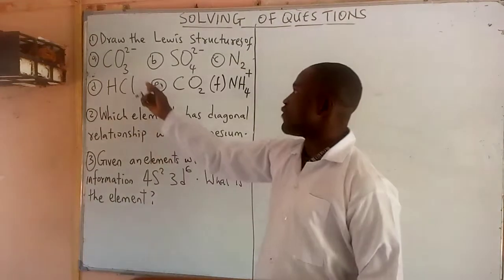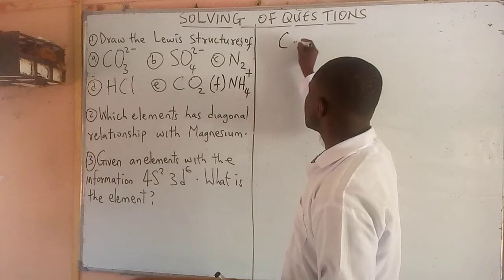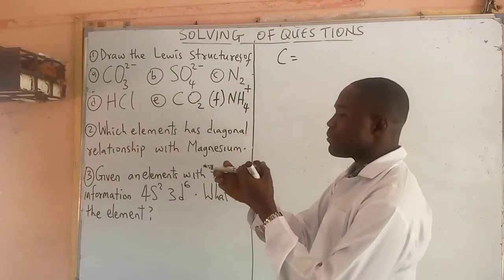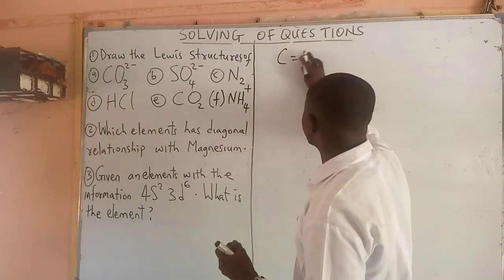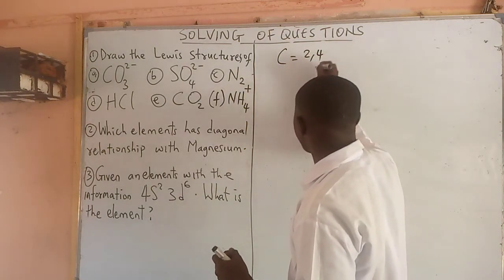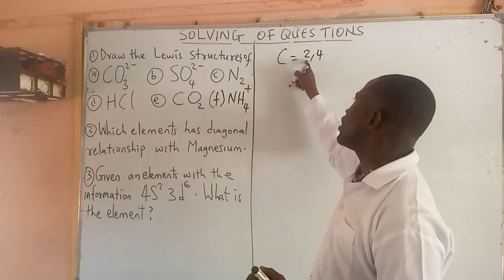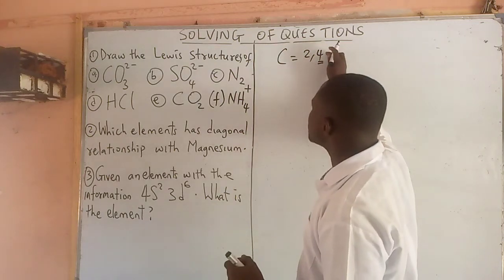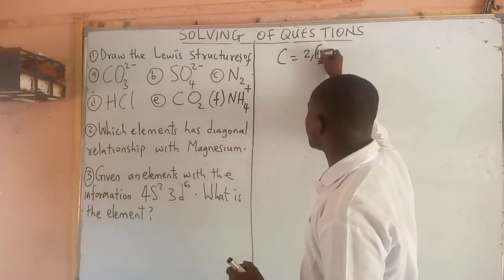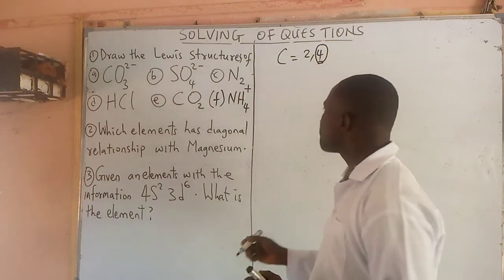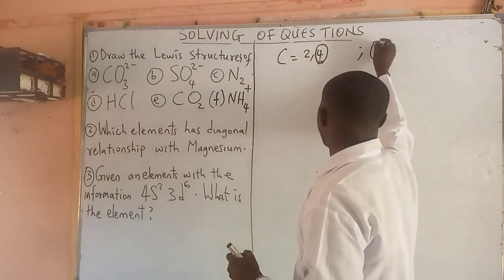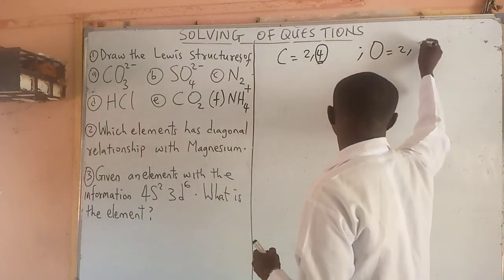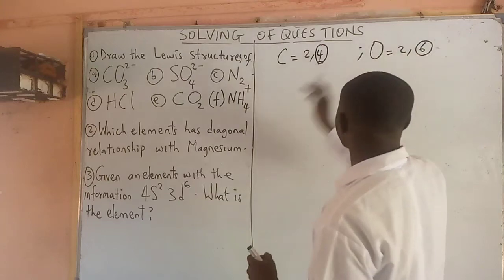Like for carbon, hydrogen, helium, lithium, beryllium, boron, carbon. Carbon is number 6. That is 2, 4. The innermost shell will collect 2. The outermost one will have 4. Now this outermost one is what you make use of while drawing Lewis structures. Oxygen is 8 electrons, that is 2, 6. The outermost electron, 6, is what we use.